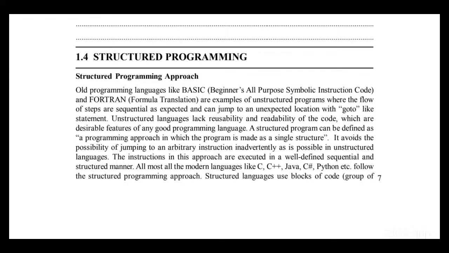A structured program can be defined as a programming approach in which the program is made as a single structure. It avoids the possibility of inadvertently jumping to an arbitrary instruction, as is possible in an unstructured language. The instructions in this approach are executed in a well-defined, sequential and structured manner. Almost all modern languages like C, C++, Java, C Sharp, and Python are structured programming approaches.